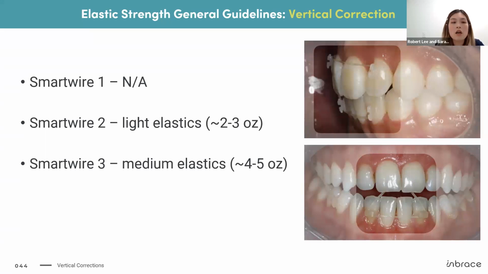So we generally don't recommend starting vertical elastics until in SmartWire 2, and we'll keep them light around 2 to 3 ounces. And then if needed to go to SmartWire 3, we can use medium elastics at 4 to 5 ounces.